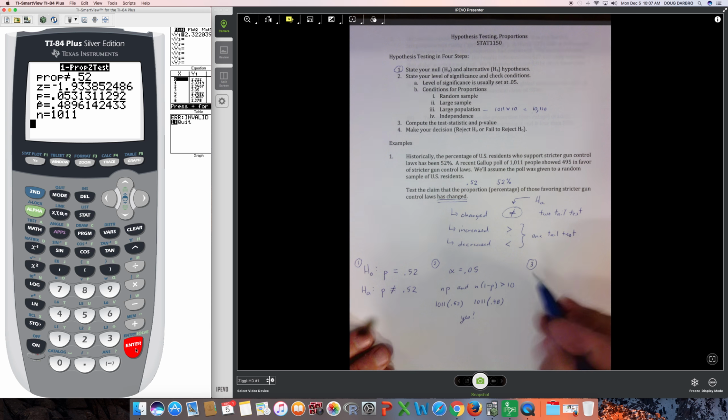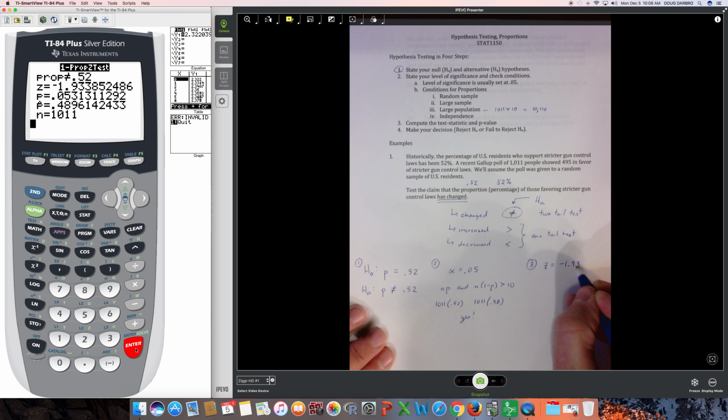Now, the test statistic for these types of problems is Z. Now, remember when we did hypothesis testing for a mean, our test statistic was a T. It's a different distribution. It's a different type of tool. It's a different type of problem. So, we just have to put that on our radar. So our Z is negative 1.93.